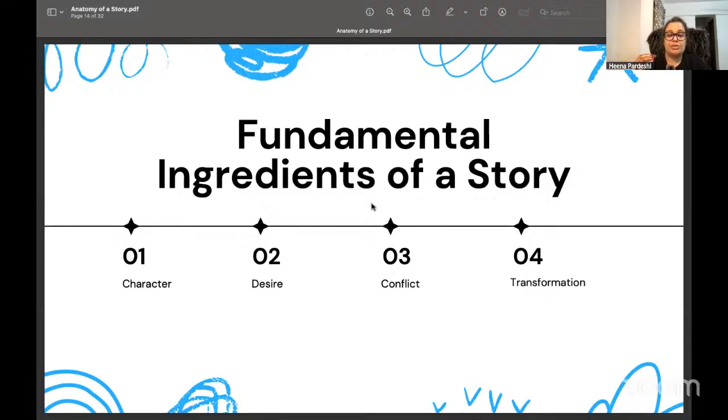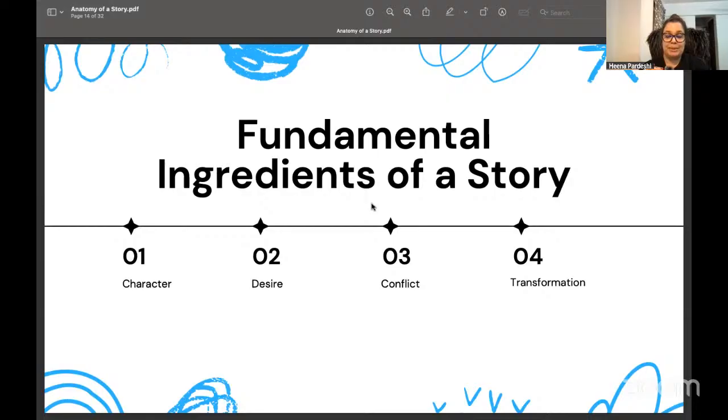Now, the transformation can be positive or negative. There can be zero transformation, but then your character will have to be extremely realistic. For example, that, only now, I actually did not want to discuss it in this session, but I'll just tell you.